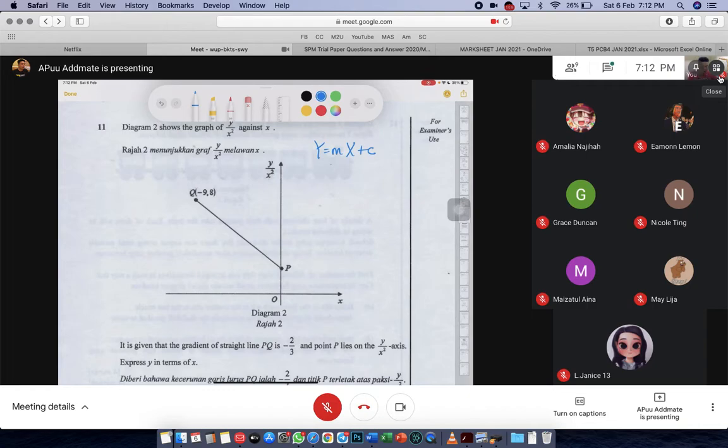So now it's given that the gradient of the straight line, pq is negative 2 over 3. So maksudnya gradient kamu diberi negative 2 over 3, the point P lies on your y over x square axis, express y in terms of x. Anybody can try and find for me apakah koordinat ke dekat P ni? Apa koordinat dia? 0 apa? Okay, give you 1 minute, try and get it done. Apakah nilai koordinat bagi P?